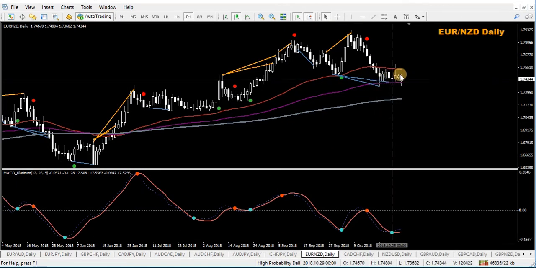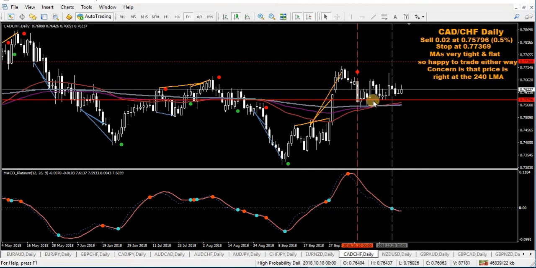Euro New Zealand, nothing doing, going sideways. Just weaker sideways stuff, not sure where it's going. CAD Swiss, going to sell back here. Just teasing me a little bit by staying above that, not really going anywhere near the stop. So it's still got potential. My concern is now the MACD is through the zero level. We've got a blue dot there, so I might be bailing out of this trade. But at the moment, we're still in it.